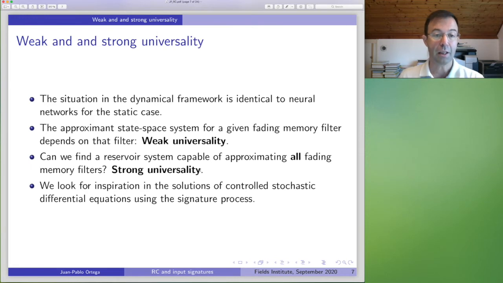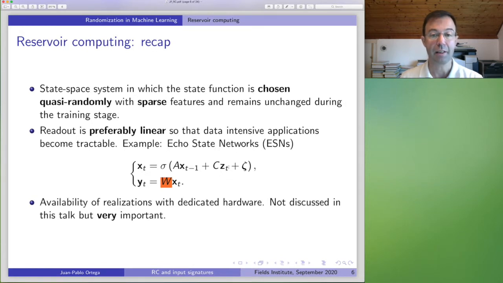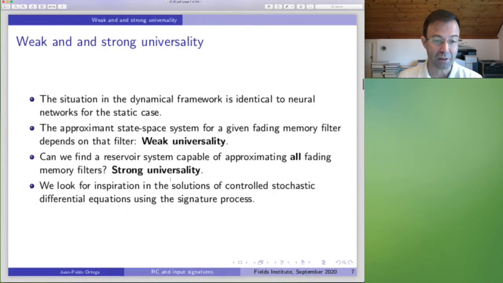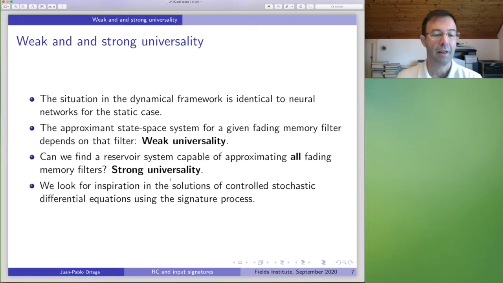Because if I tell you that you don't need to change the A, the C, and the zeta when I change the input-output system, and all you need to do is retrain the W, that is multitasking. One thing is to want this, and the other thing is whether it is true. So here comes an observation from Josef Teichmann, when we met at Ludmila's talk a few years ago, in which he immediately realized that there are situations in which this actually happens.